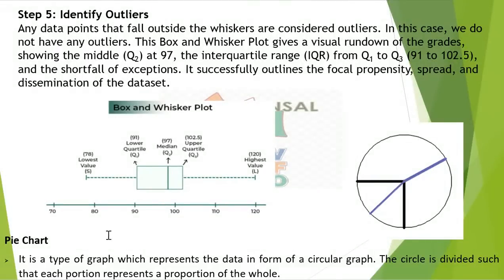Another type is the pie chart. You know what a pie chart is? It is a type of graph which represents the data in the form of a circular graph. The circle is divided such that each portion represents a proportion of the whole.